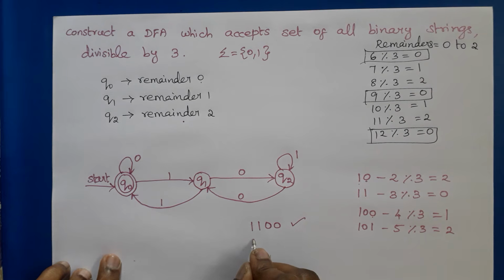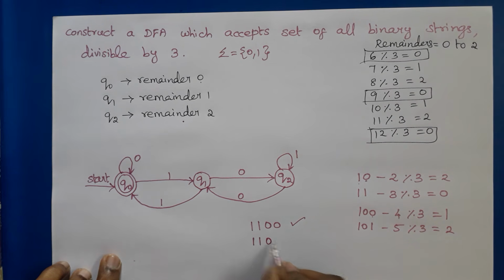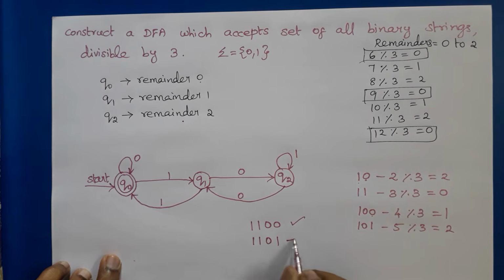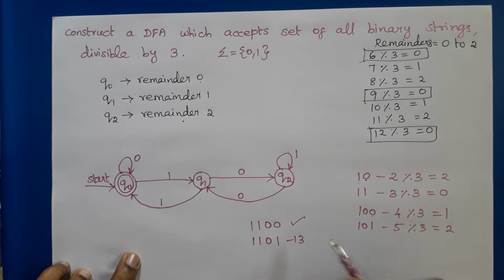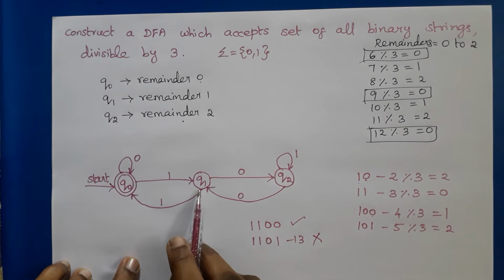Similarly, we can consider the binary string 1101, whose decimal equivalent is 13. It is not divisible by 3, so definitely it should not reach the final state. 1101 ends in Q1. Q1 is not a final state, so it is rejected by our DFA. When we divide this number by 3, we get the remainder 1, so we end with Q1.